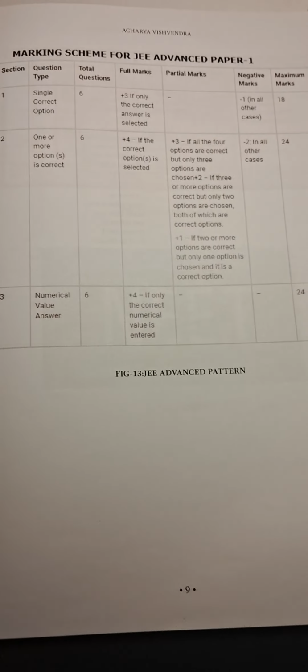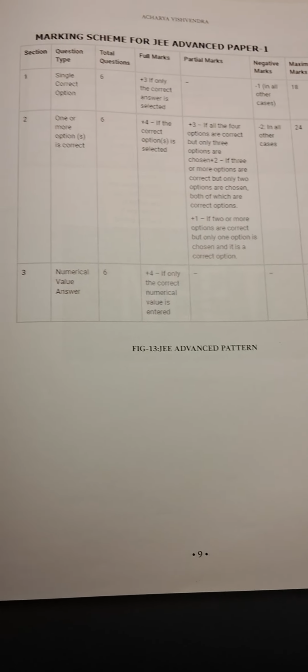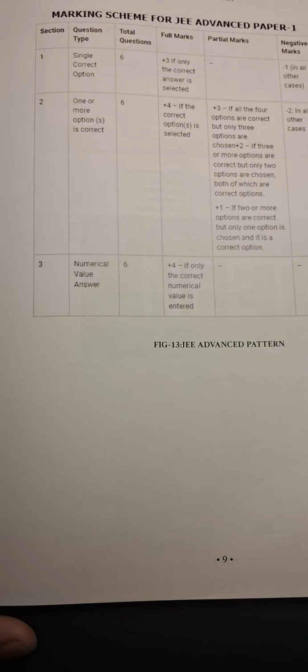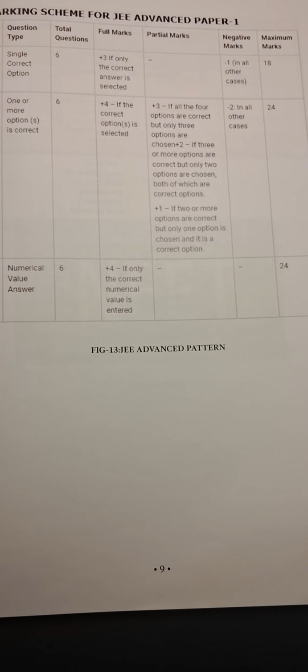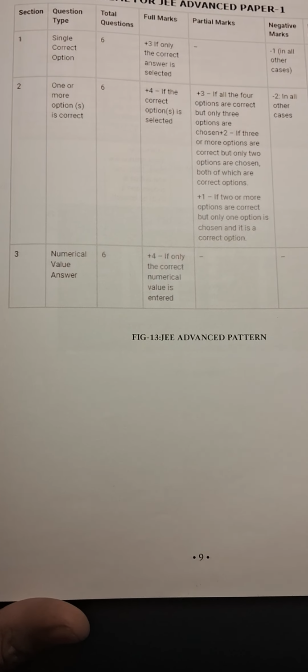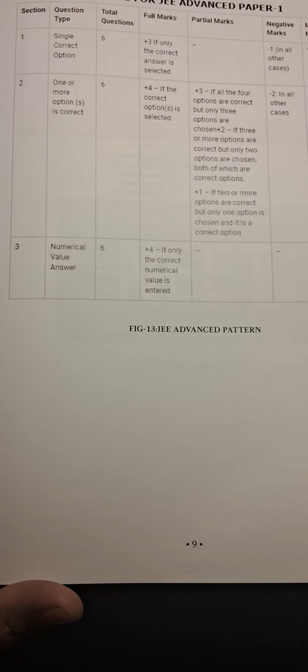Now next is the marking scheme for the JEE Advanced paper. This is the marking scheme: single correct question, one or more correct question, then we have numerical value, then total number of questions, full marks, partial marks, negative marks, maximum marks. So you should have an idea of the pattern of the exam so that you can prepare in an objective oriented manner.